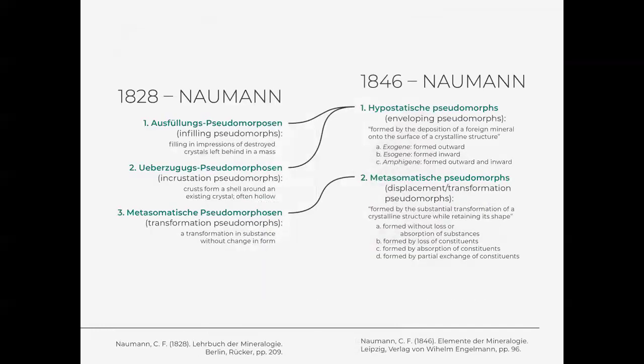Before, he had distinguished 3 categories: infillings, incrustations, and metasomatic pseudomorphs. He has reorganized those into hypostatic pseudomorphs, those formed by deposition on their surfaces, and metasomatic pseudomorphs, which are those formed by substantial transformation. Hypostatic pseudomorphs can form inward, outward, or both. Metasomatic pseudomorphs are those that involve the loss, absorption, and partial exchange of constituents.